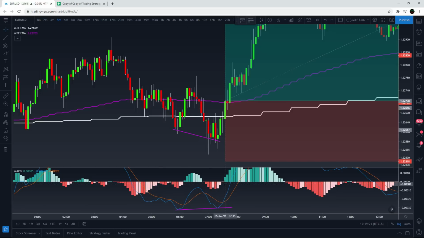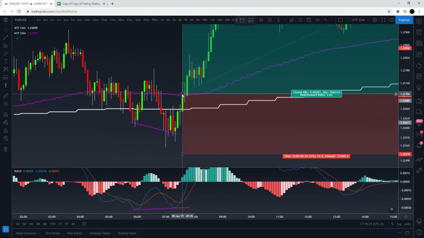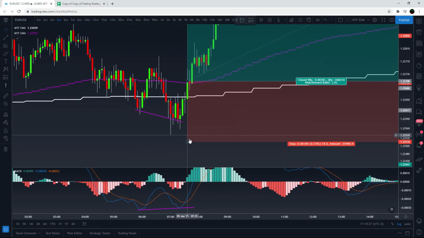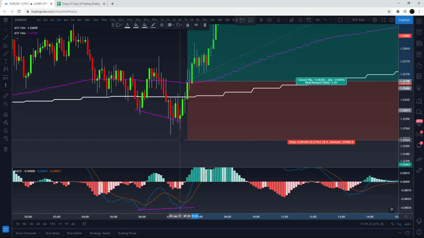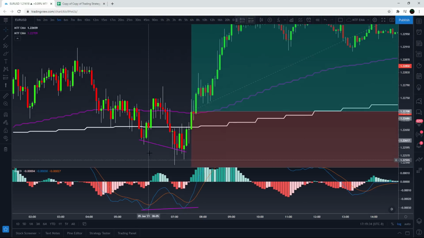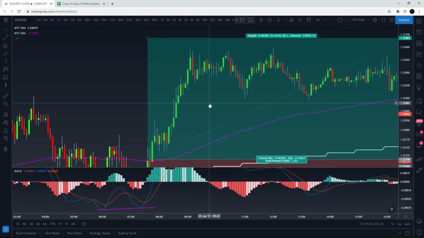So our entry is that next cross up. As you can see, entry is right here. Stop loss is just 2 pips below that low. And we're targeting 2 times the risk.